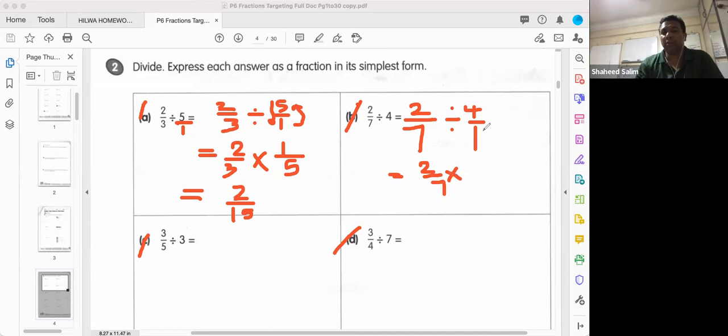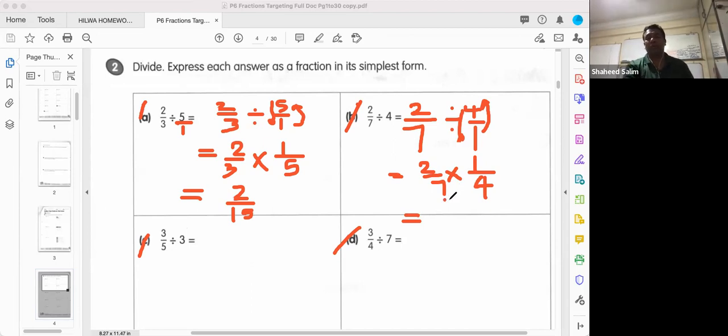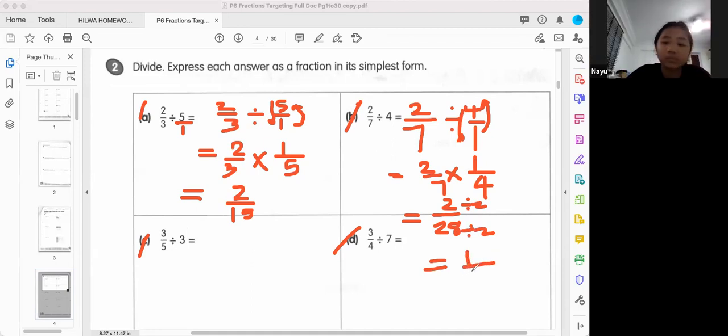When I do times, 4 will go down, 1 will go up. So now this one becomes 1 over 4. Now, top times top, 2 times 1, 2. 7 times 4, 28. Can still reduce. Divide by 2, divide by 2. 2 divided by 2 is 1. For 28 divided by 2, you get 14.